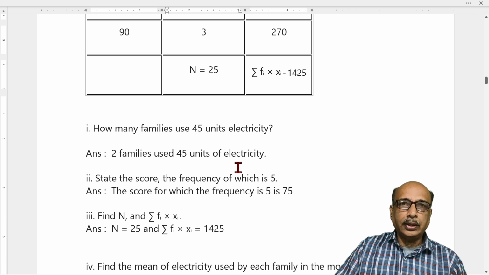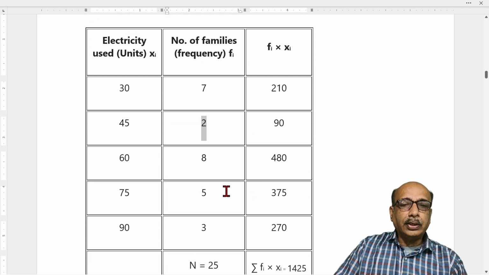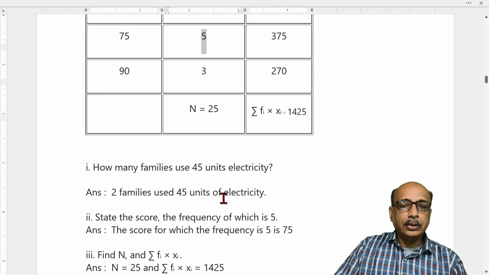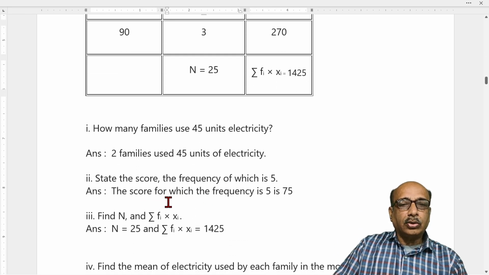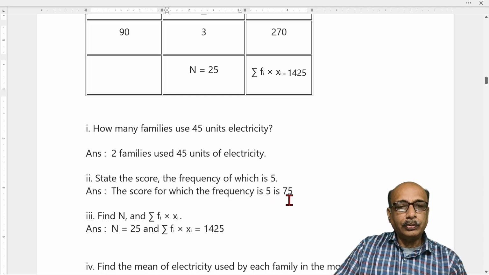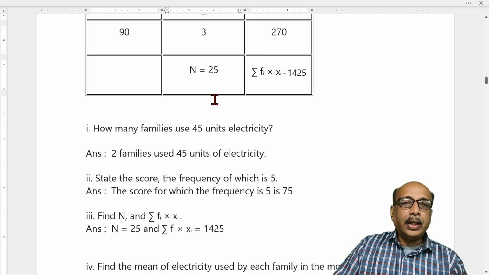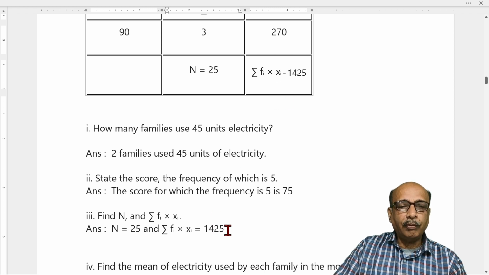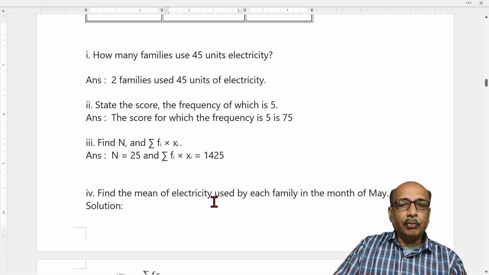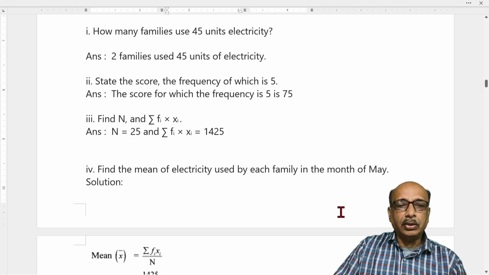Please don't write the answer in one word, write in one sentence. State the score whose frequency is 5. Frequency of which is 5? This. So, the score for which the frequency is 5 is 75. Find N. N we have found out here, 25 it is coming, and sum of fi xi is 1425.